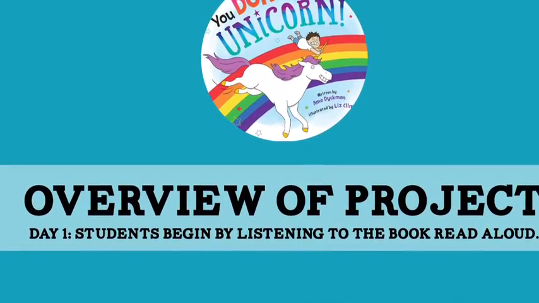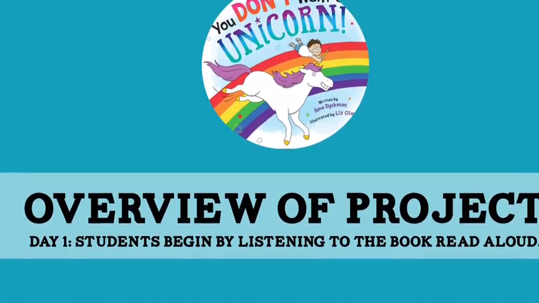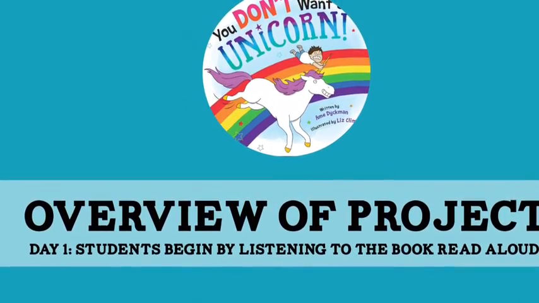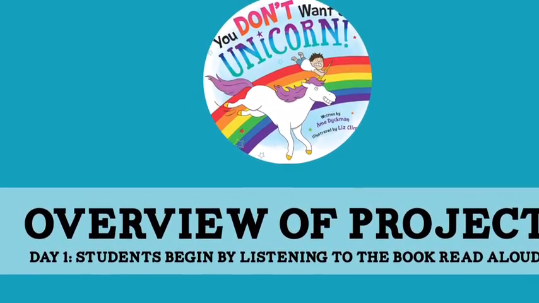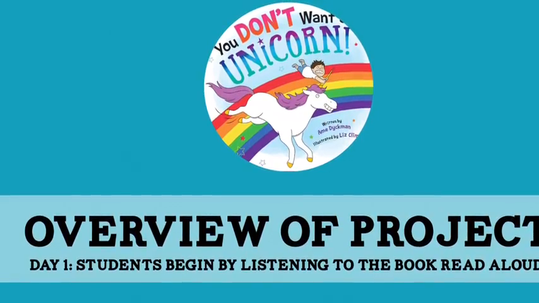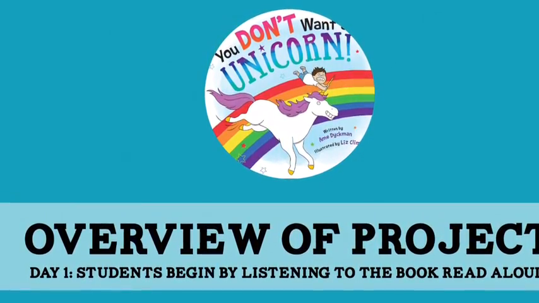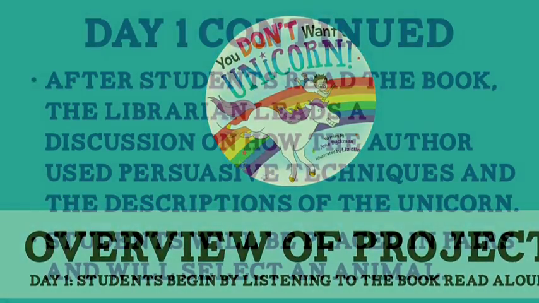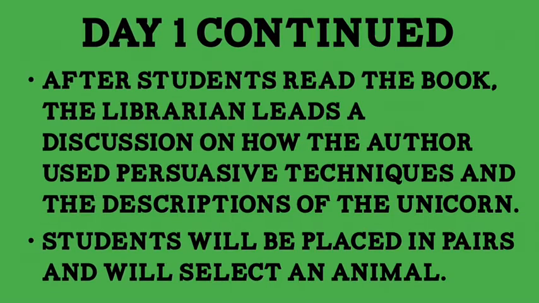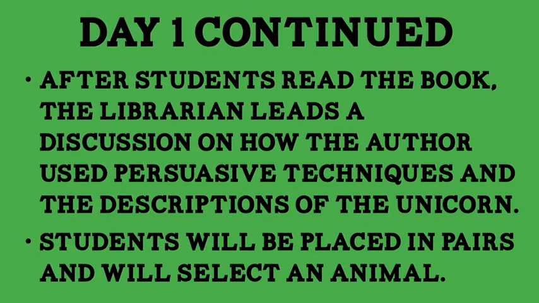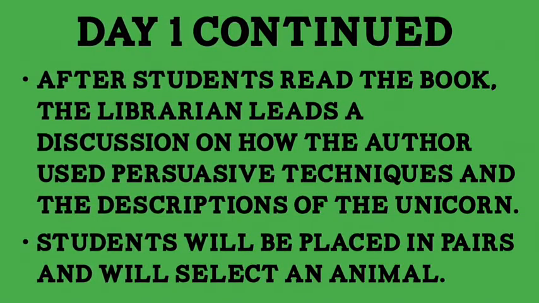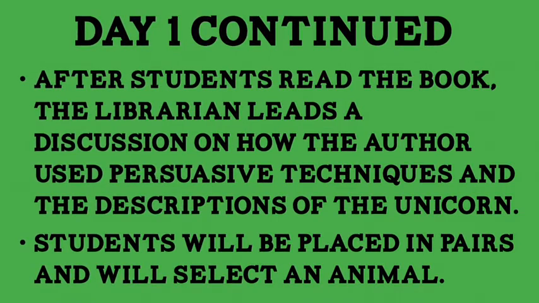In this project, second grade students will begin by listening to the picture book You Don't Want a Unicorn by Amy Digman. This story explains why having a unicorn as a pet is much more trouble than one would think. Afterwards, students will discuss the persuasive techniques used by the author to convince the reader that having a unicorn is a lot of trouble. Students will also brainstorm adjectives and phrases that help the author describe the unicorn.